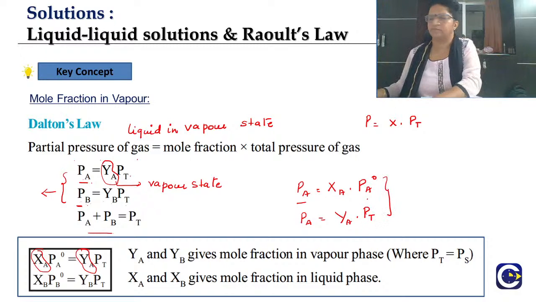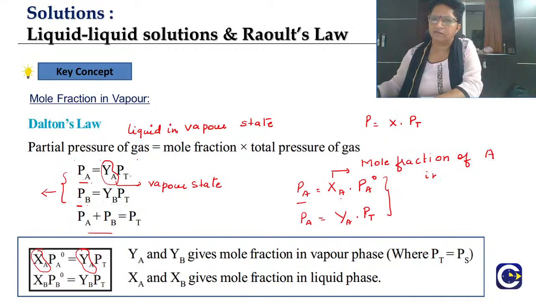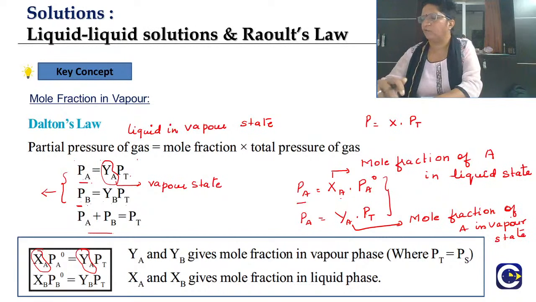Can you see the difference? This is the mole fraction of A in the liquid state. This is the mole fraction of A in the vapor state. A little difference. See, if it is more volatile, if it goes easily from the liquid state to the vapor state, then you will have more mole fraction in the vapor state. Got this right? Next slide.